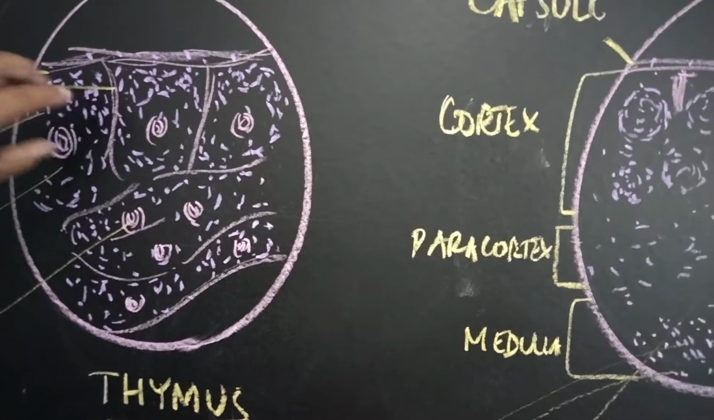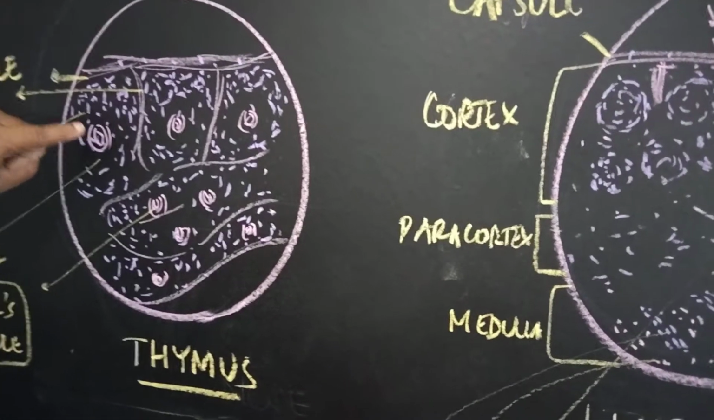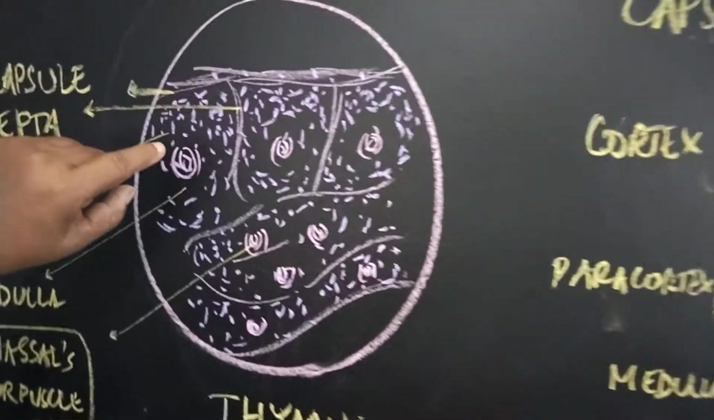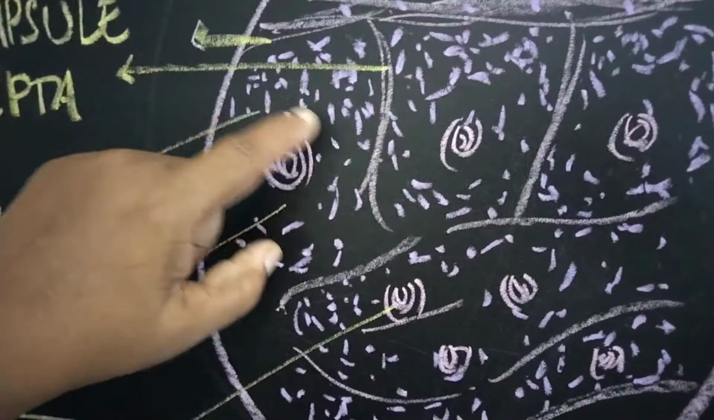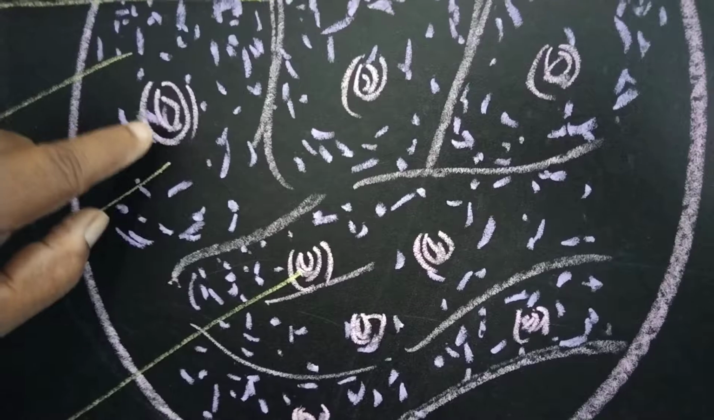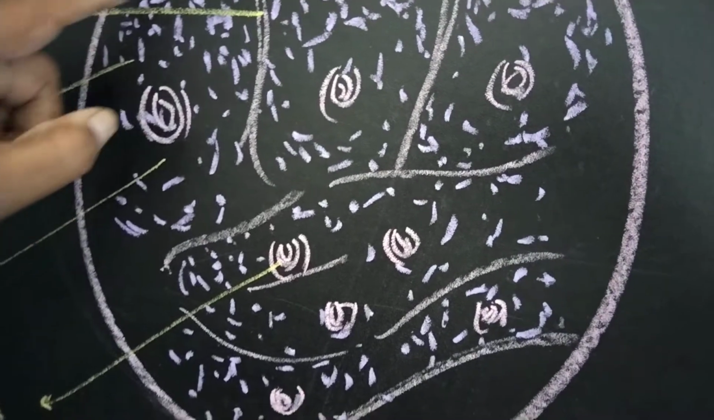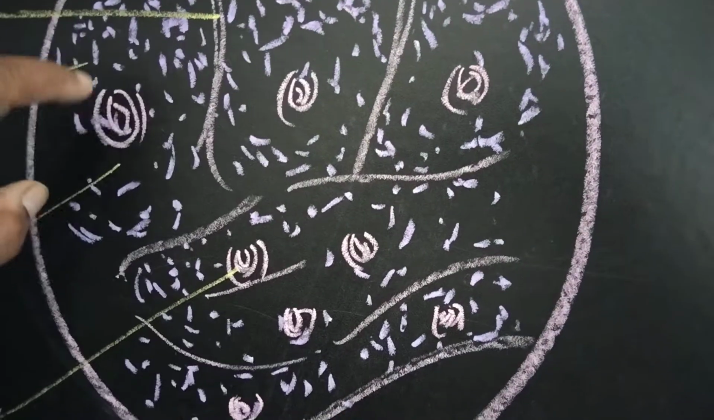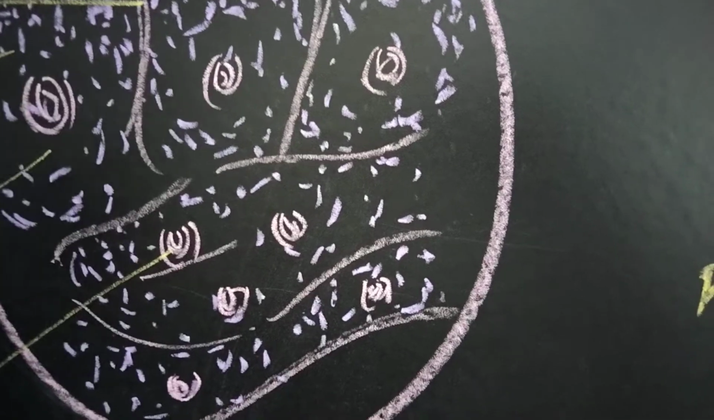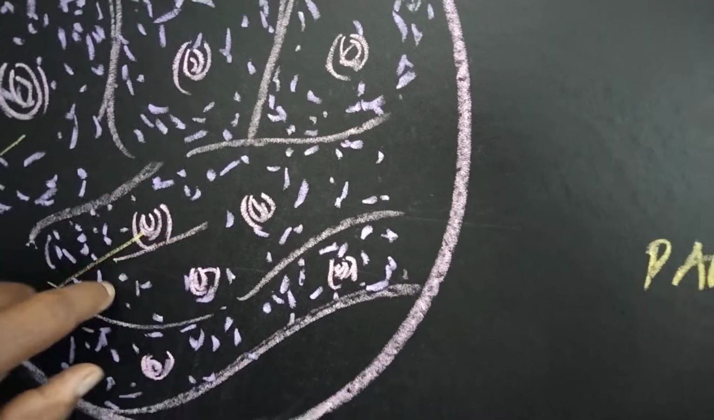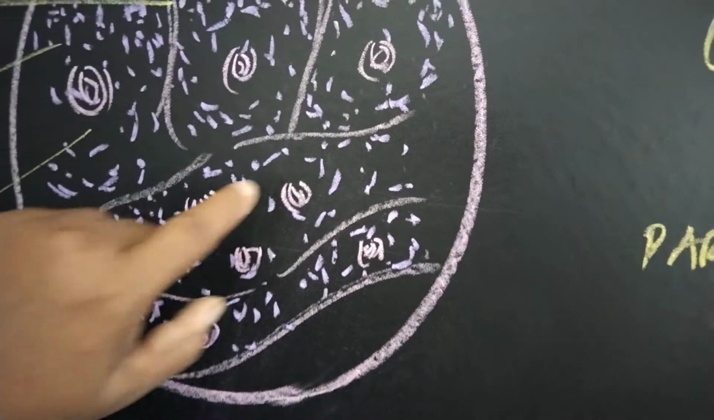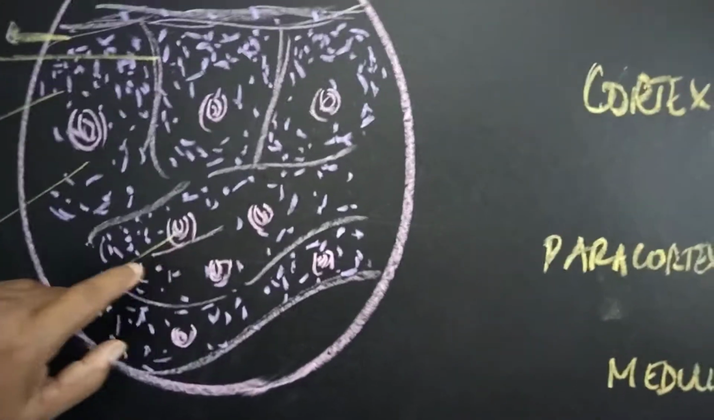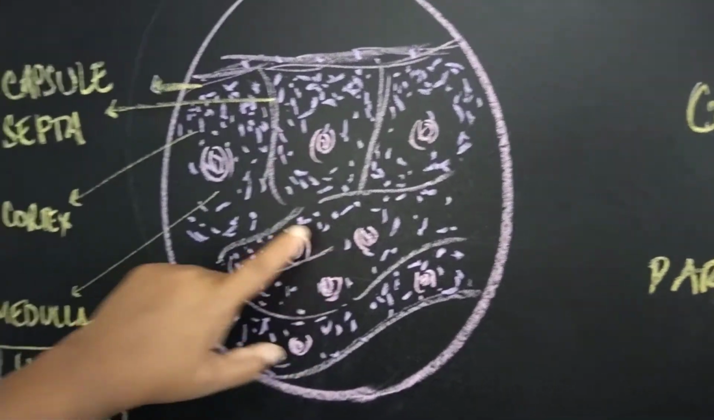And within the medulla there is a corpuscle which is called the Hassall's corpuscle. This is the outer cortex, the inner medulla having the Hassall's corpuscles. The septa are incomplete at places, so the medulla of one lymphatic follicle continues with the other lymphatic follicles, and the medulla has these Hassall's corpuscles.